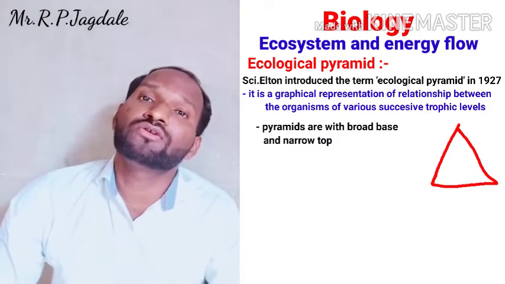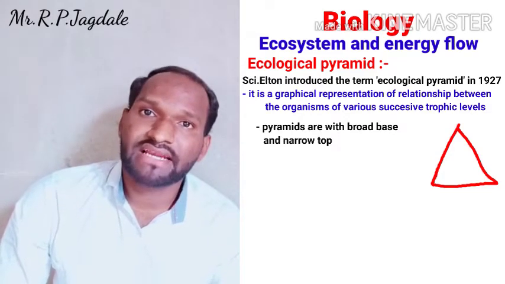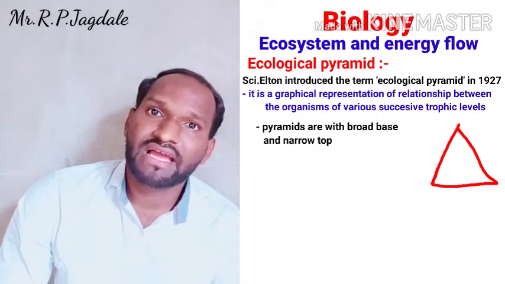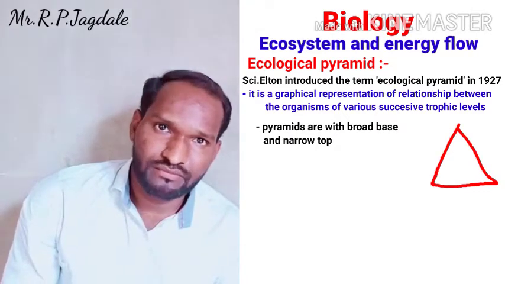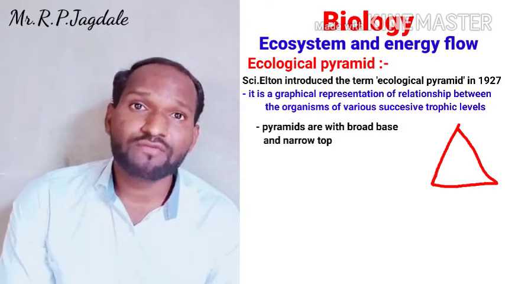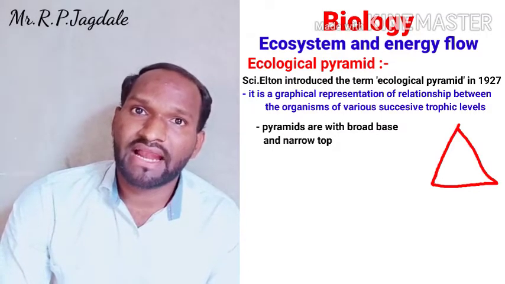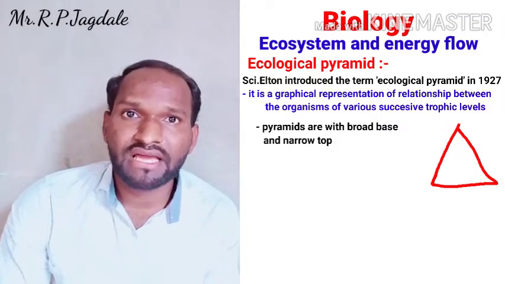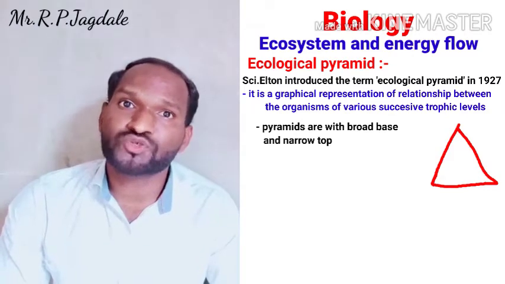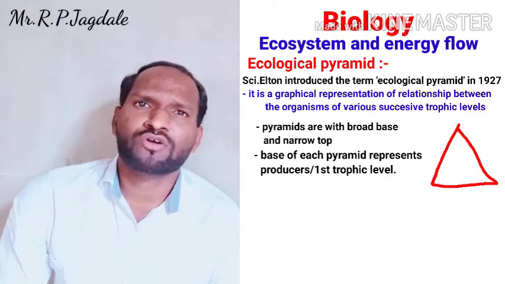So we generally know that pyramids are broader at the base and narrower at the apex. This is the major or general structure of a pyramid. In case of ecological pyramids, at the base level, or the basal part, there is a presence of the producers, or we can call it the first trophic level.